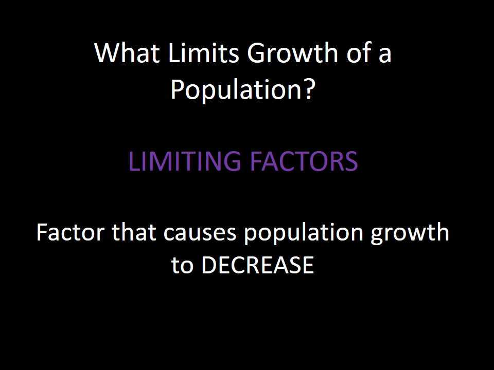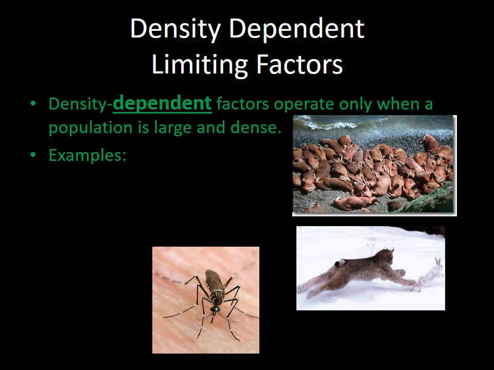The last thing I want to discuss is what are the actual factors that limit population growth. They're called limiting factors because they cause the population to be limited. So they're decreasing population growth. There are two types. The first one is known as density-dependent limiting factors. So these factors operate when the population is large and very close together, so highly dense.